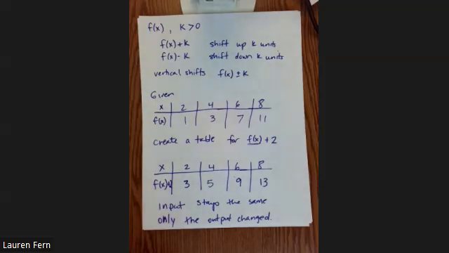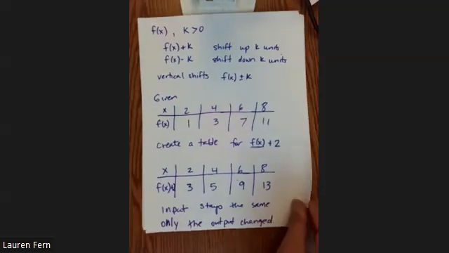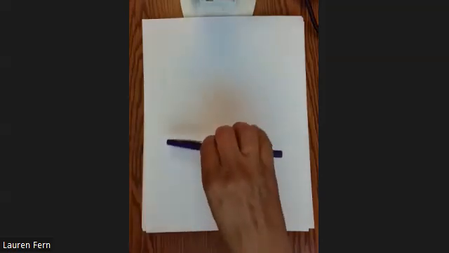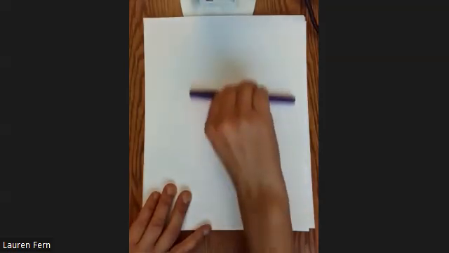Questions thus far? Nope. Cool. All right, so those are some transformations that we do. Again, they're called vertical shifts because we're adding and subtracting from our y values, so it's shifted vertically.